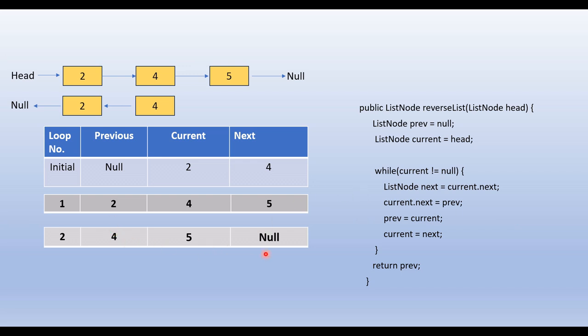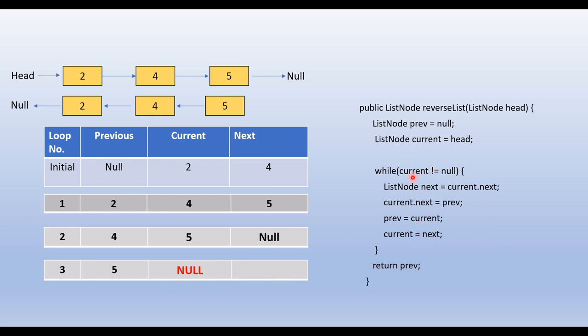As per the previous loops, in the third loop as well, 5 will be pointing to 4. That is achieved in this second step, because previous was 4. So current dot next, that is 5 dot next, will be 4. Then again we push the current node to previous, and current dot next, which is null, has to be pushed to the current node. That will be assigned here, and now it will go back for the fourth loop.